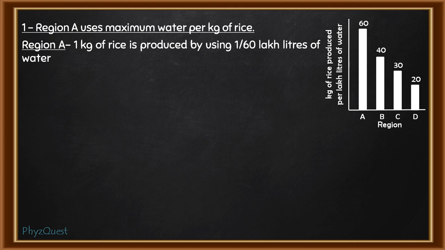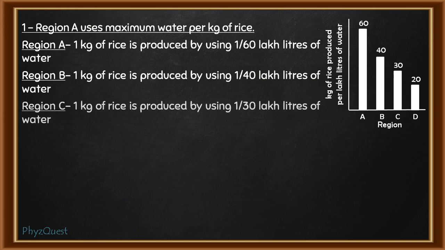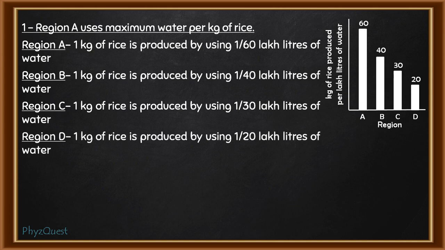Now, let us compare this with other regions. Now, region B. Here, 1 lakh liter of water is producing 40 kg of rice. That means in region B, 1 kg of rice is produced by using 1 by 40 lakh liter of water. Similarly, region C, 1 kg of rice is produced by using 1 by 30 lakh liter of water. And region D, 1 kg of rice is produced by using 1 by 20 lakh liter of water.